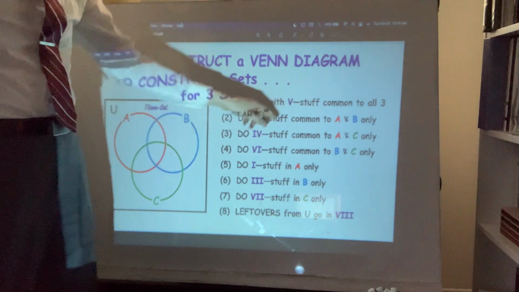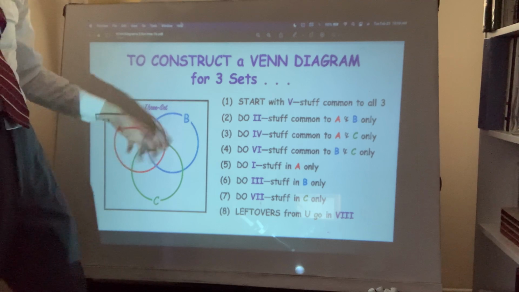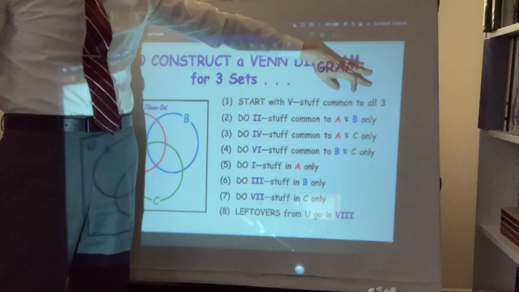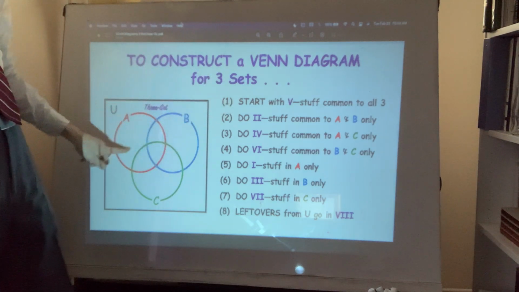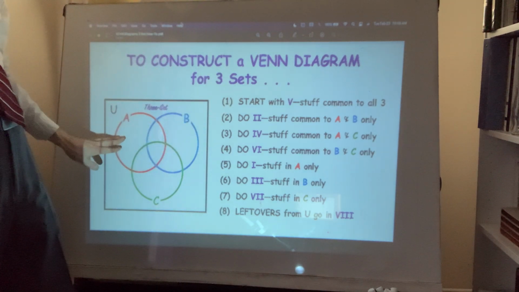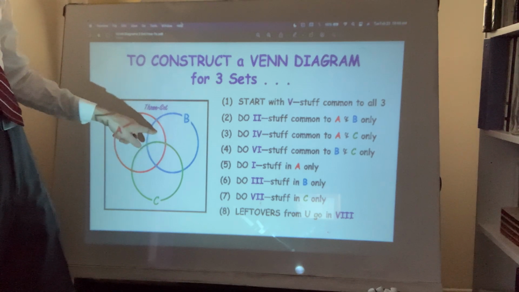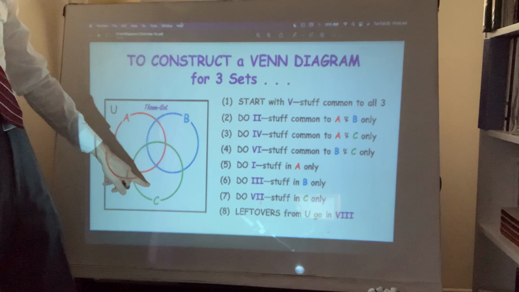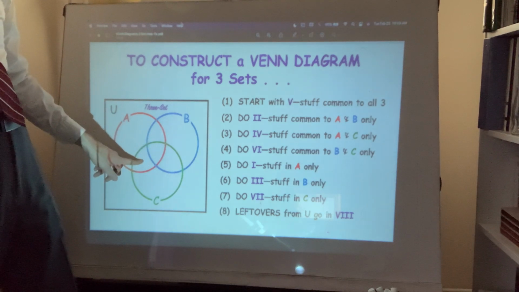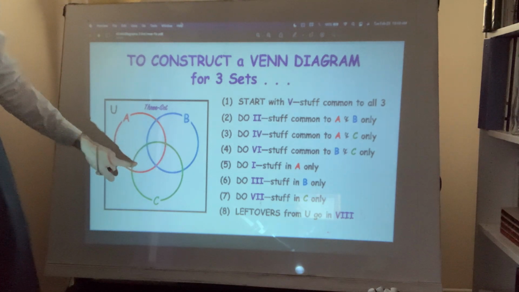So you start with V, meaning you're starting with the Reuleaux triangle, the dead center here. It is the stuff that is in common to all three sets. Then you do 2, the stuff that is common to A and B only, excluding C, essentially. Then you do 4, which is the stuff that is common to A and C only.